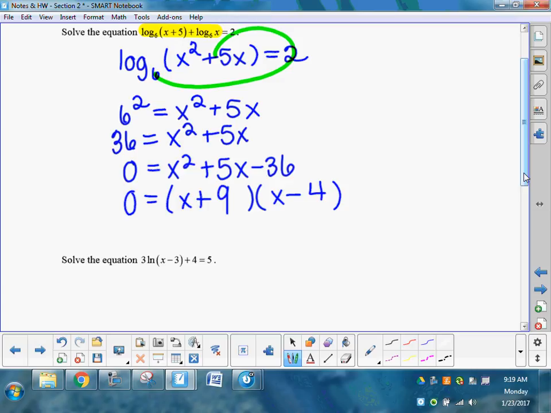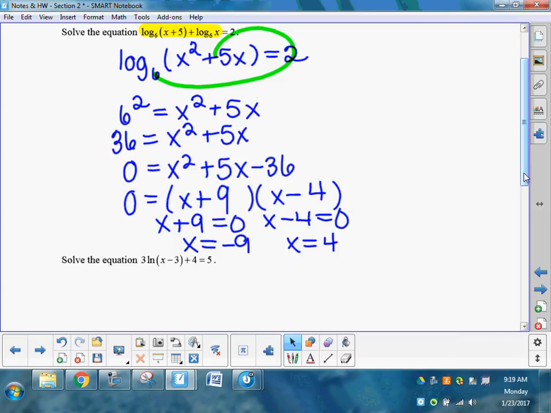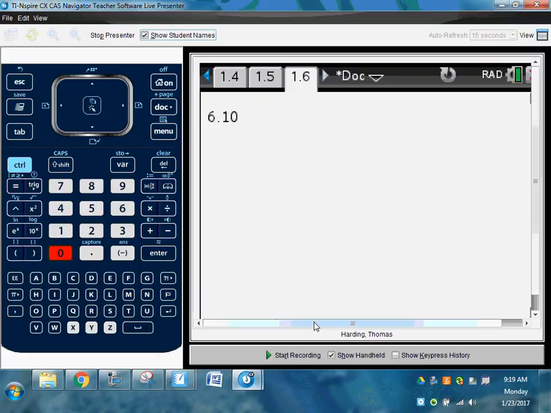Rhymes with factors. There you go. So we've got x plus 9 equals 0, and x minus 4 is equal to 0. So your answers are x is equal to -9 and x is equal to 4. Now you have to justify the answers that you're giving. So go back into your calculator, plug both of these into the original.